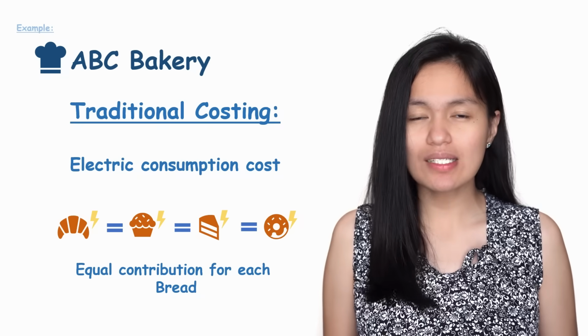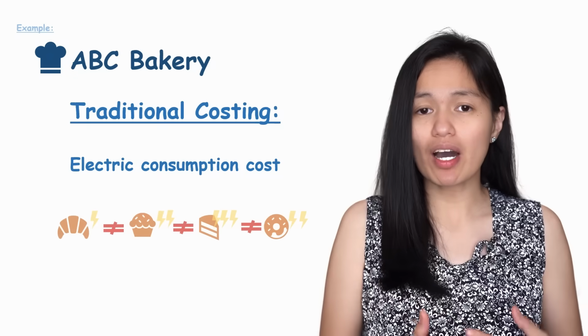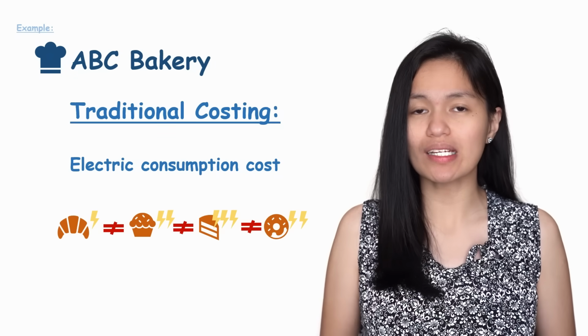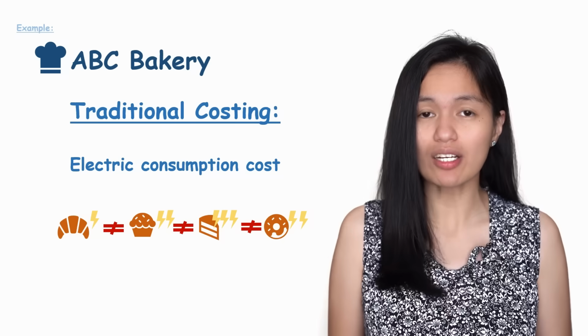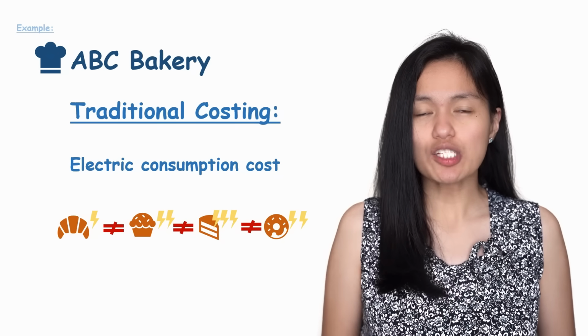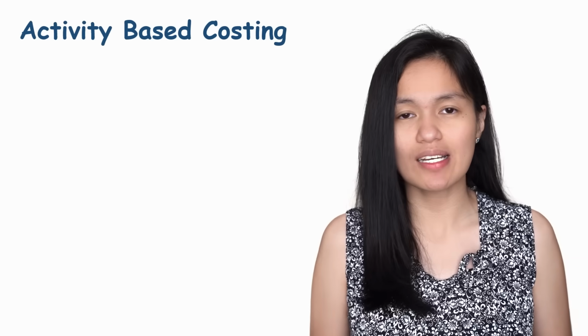Now, do you think this is fair? Definitely not. Because there may be other breads which may consume more electricity than the others. Therefore, it's not accurate to say that each bread contributes equally to the electricity expense. Well, this is where activity-based costing comes in.